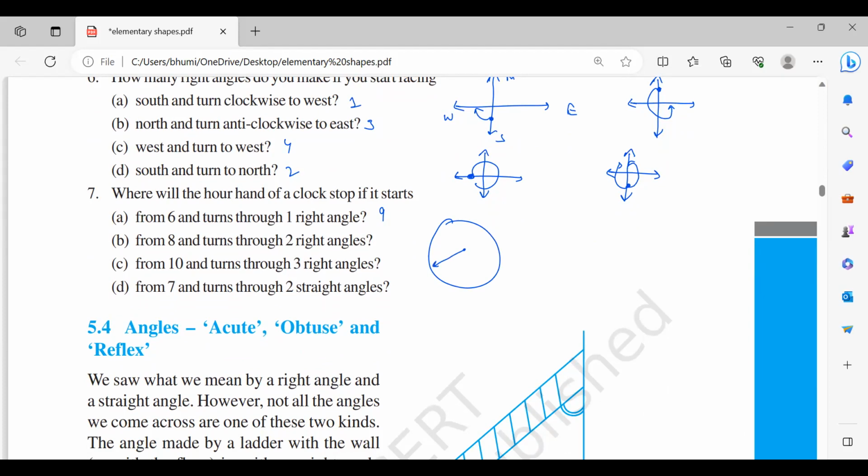2 right angles means 6 hours. So 8 plus 6 is 2. From 10 and turns 3 right angles means 9 hours. So 10 plus 9 is 19. But in the 12-hour format, 19 means 7. From 7 and turns 2 straight angles means a full revolution, 360 degrees, so 7.